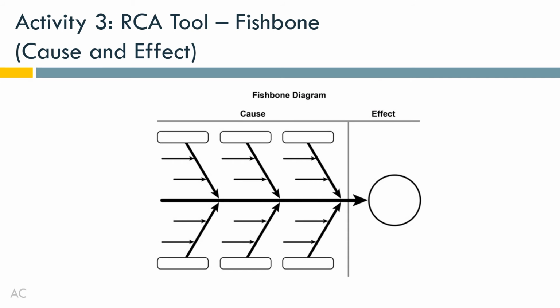Let's take a look at activity number 3. This is also a root cause analysis tool. It's called the fishbone diagram, and it's also called the cause and effect diagram. So you'll see the picture is like a fish where you see the head and you see the fins there. Different fins are the different causes, and whatever your effect is, is the head. So all of these causes play a big role in the effect.